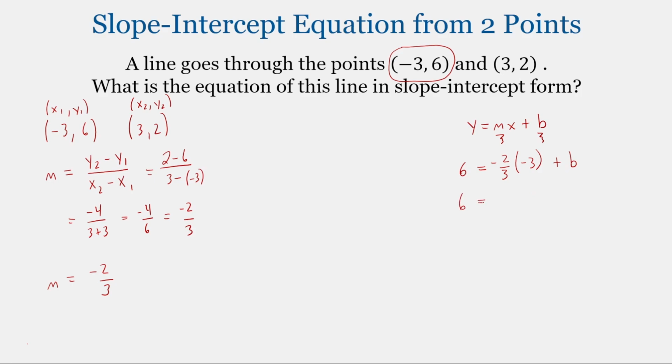Now we have 6 equal to, well, these 3's cancel out. So we have negative 2 times negative 1. So that's 2 plus b. And then solving for b, we end up with b equal to 4. So we now know the y-intercept. We had the slope at negative 2/3. So we can now write this equation. We have y equal to negative 2/3 x plus 4.